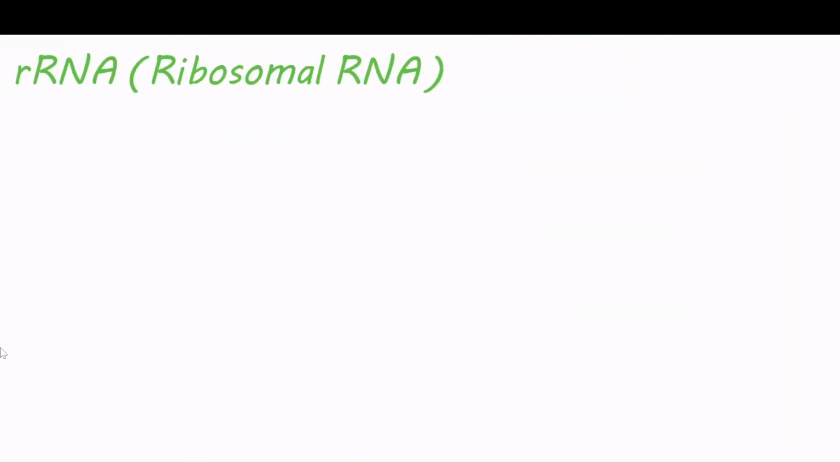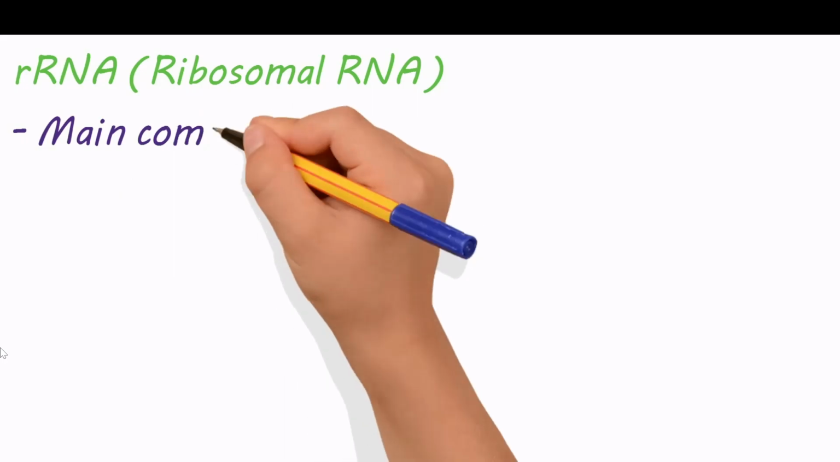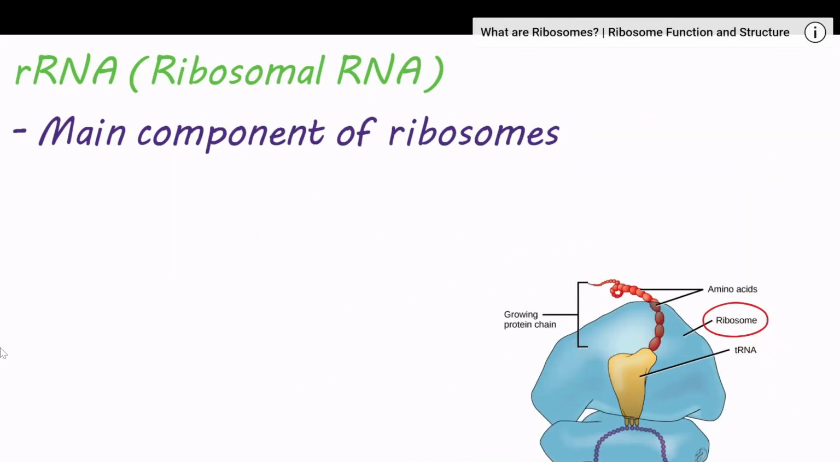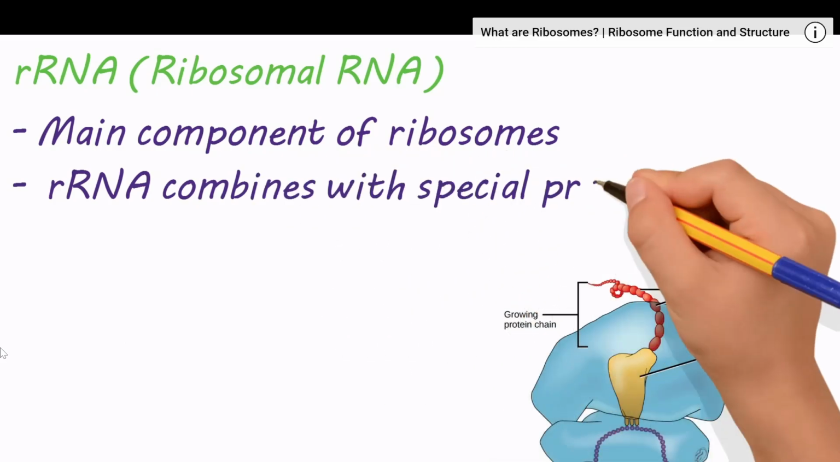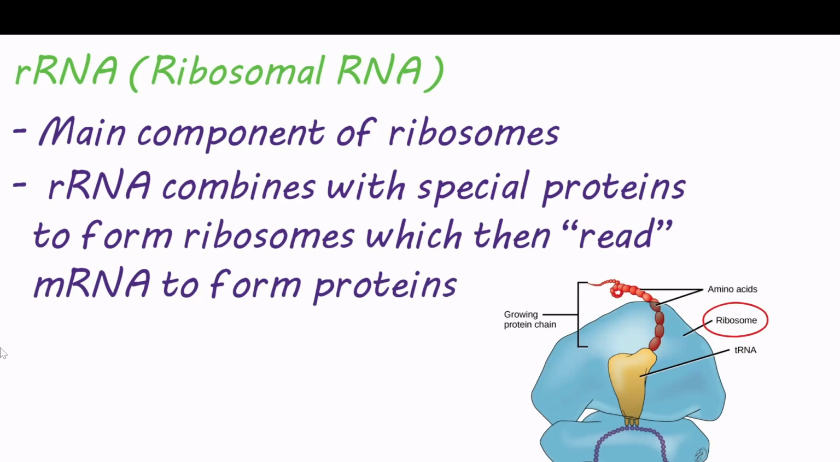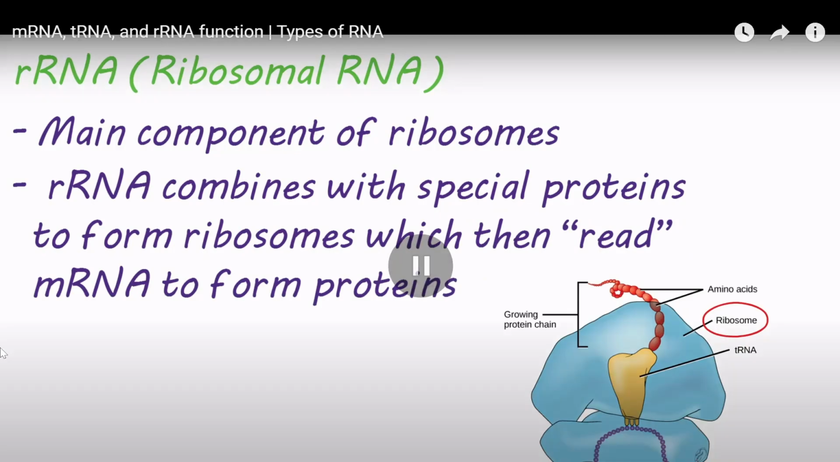And last but not least, we have rRNA, or ribosomal RNA. This RNA is the main component of ribosomes, which I've discussed in a previous video. rRNA combines with special proteins to form ribosomes, which then read mRNA to form proteins. There's a lot in that sentence, so feel free to jump back and listen again if you need to.